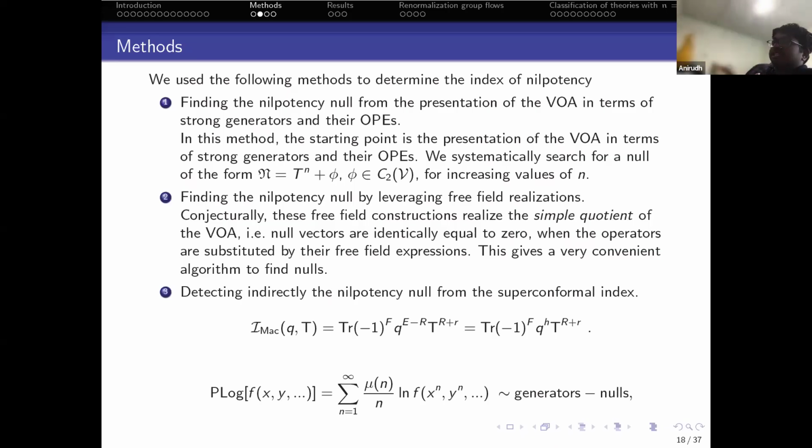And the third one is slightly indirect. In this case, we look at the superconformal index. So as I discussed earlier, the Macdonald index is equal to this graded character of the VOA.